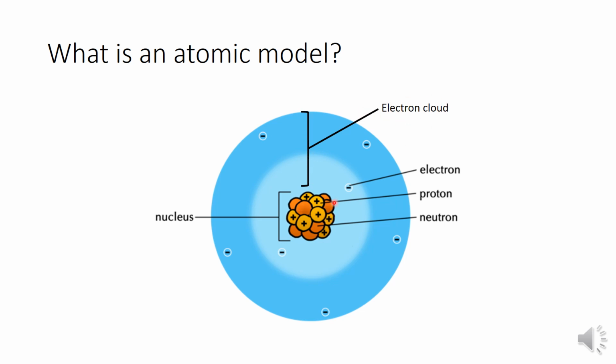And in the nucleus we have subatomic particles called protons and neutrons. And in the electron cloud we have electrons. So actually there are three subatomic particles. Subatomic means that they are under the atom, they are smaller than the atom, which are neutrons, protons, and electrons.